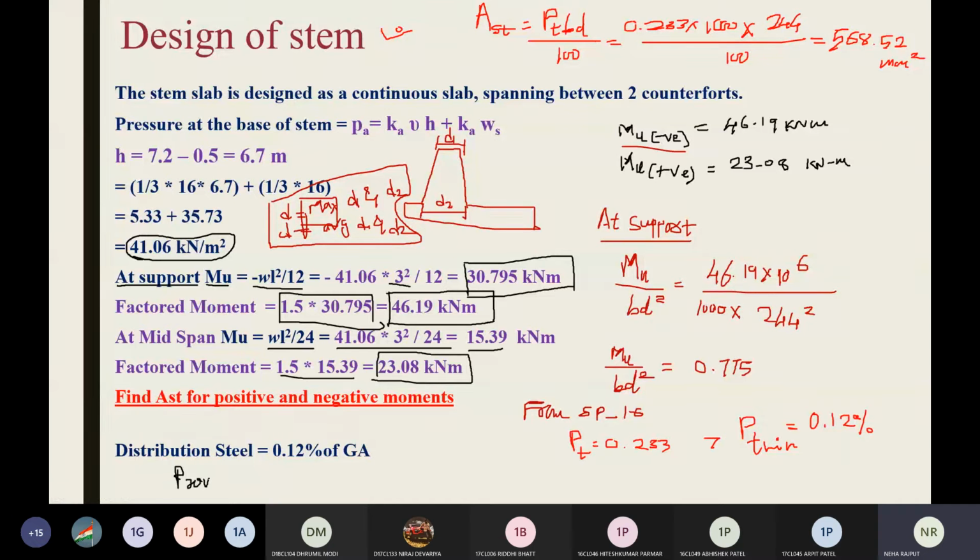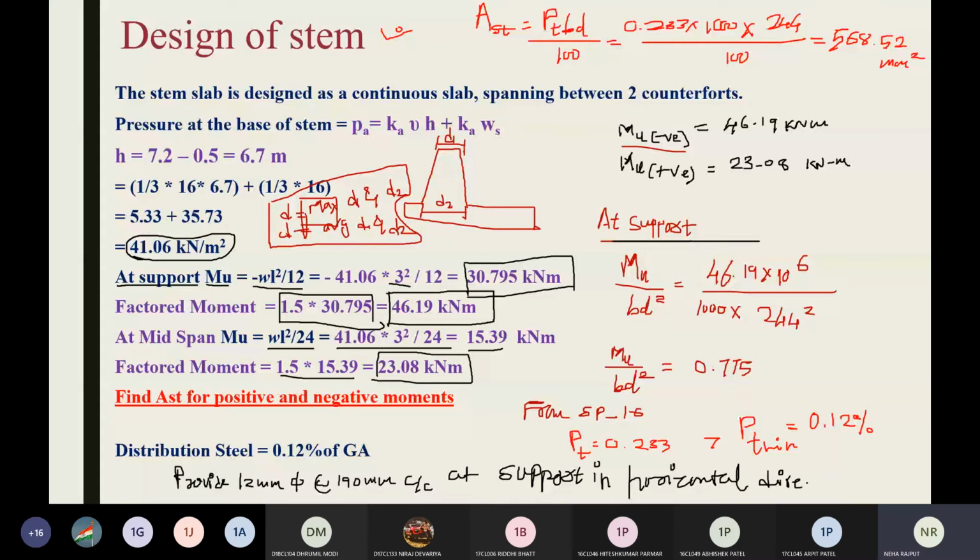So here you can write: provide 12 mm diameter at 190 mm center to center, where you are going to provide at support. At support. Now which direction? In horizontal direction. Horizontal direction means you are placing this reinforcement in the horizontal plane, not in the vertical plane.